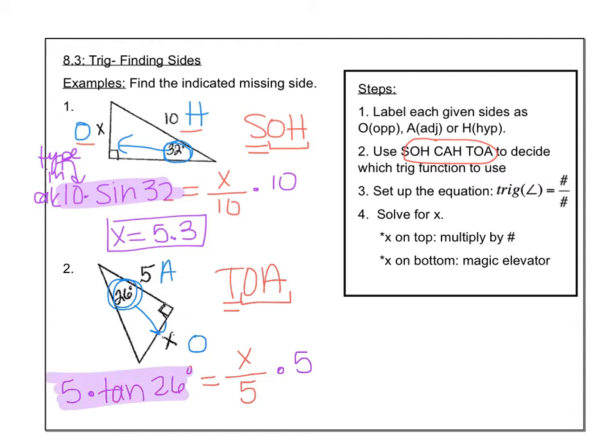And that is what I type in my calculator. So you have to take out your calculator, type in 5 times, hit the tangent button. It's right in the middle above the numbers 7, 8, and 9. And then type in 26 degrees, and it should give you 2.4 as your answer. Make sure you can do that on your calculator. Check it, please. Let's try another one.